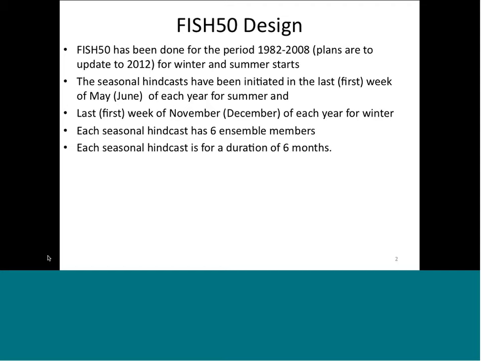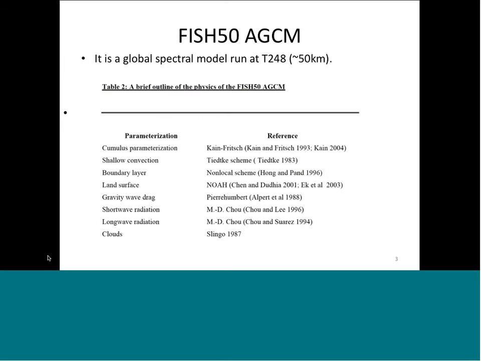FISH 50 has been done for the period of 1982 to 2008. Plans are to update it to 2012 for both winter and summer starts. The seasonal hindcasts have been initiated in the first week of May and June of each year for the summer, and last and first week of November or December of each year for winter. Each seasonal hindcast has 6 ensemble members. We have updated it to now 12 ensemble members, but I'll be showing you the results only from 6. Each seasonal hindcast is for a duration of 6 months. It's a global spectral model run at T248, approximately 50 kilometer resolution.